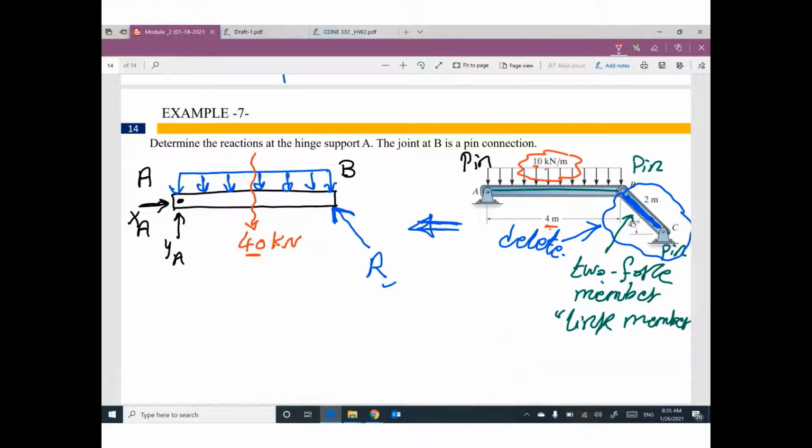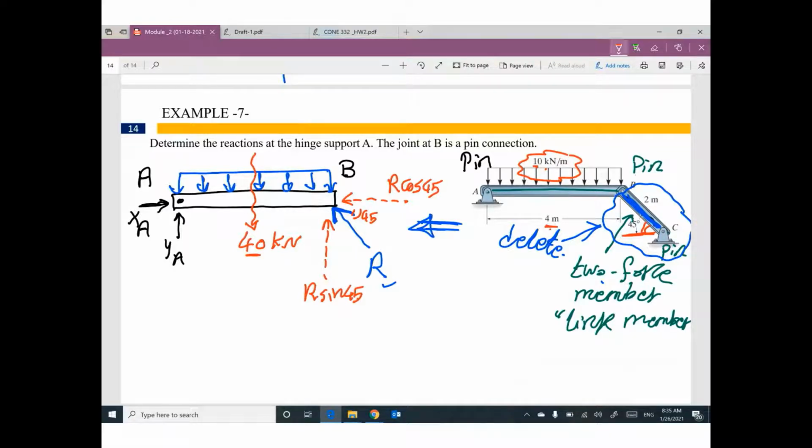The second thing, we have an inclined force. We cannot do anything with inclined force. We need to figure out the horizontal component and vertical component for this reaction. Remember, it's given this angle 45. So this angle will be 45. So this component will be R cosine 45. This component will be R sine 45.